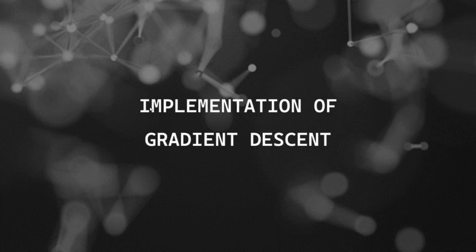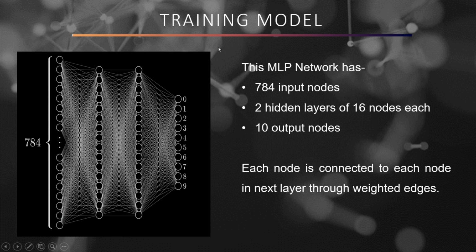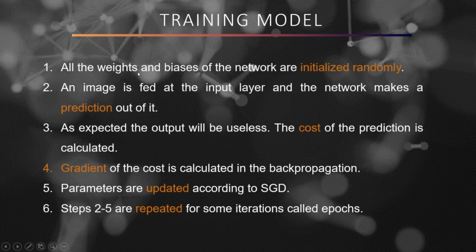Implementation of gradient descent. We are training a neural network model which contains 784 input nodes, two hidden layers of 16 nodes each, and 10 output nodes. Each node is connected to each node in the next layer. That means each node in the previous layer is connected to each node in the next layer through weighted edges. These are the weighted edges. And each node contains biases. All the weights and biases of the network are initialized randomly.